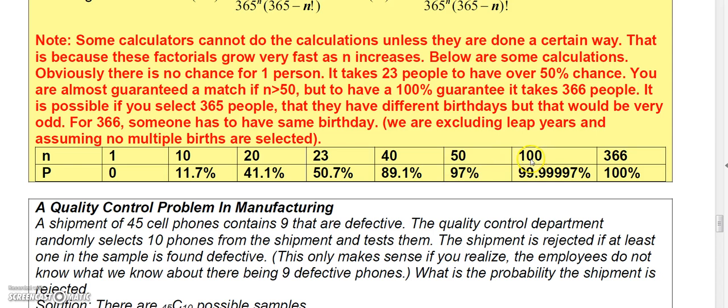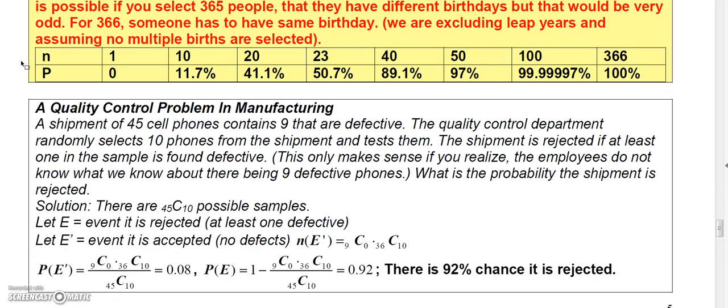Now, what's interesting is even if you have 100 people, you only get up to 99.999997% chance. The only way to get a 100% chance is to have 366 people, because in that case then you would know that you've got every birthday covered at least once plus one more. Of course, we're ignoring leap years.